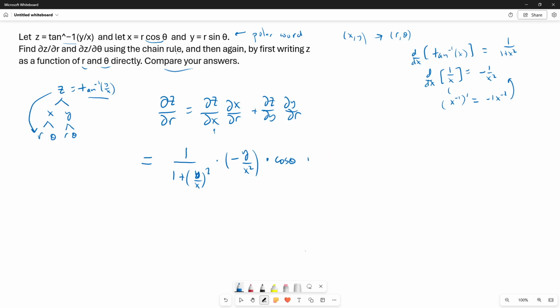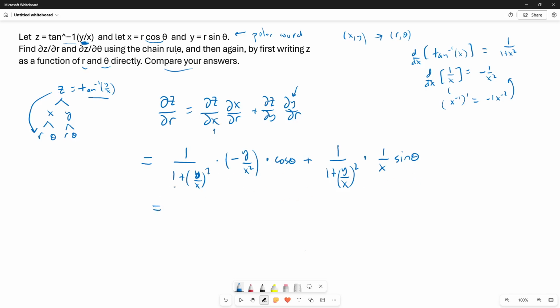And then we have plus partial of z with respect to y. We again have to take the derivative of the inverse tangent, and we get exactly this, 1 over 1 plus y over x quantity squared, times the derivative of y over x with respect to y, which is simply 1 over x, and then times the derivative of y with respect to r. Y is r sine theta, so the derivative of y with respect to r is sine theta. So there is our derivative.